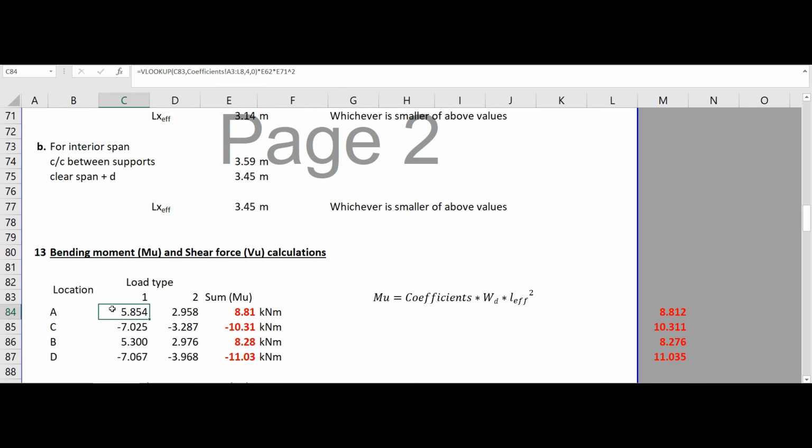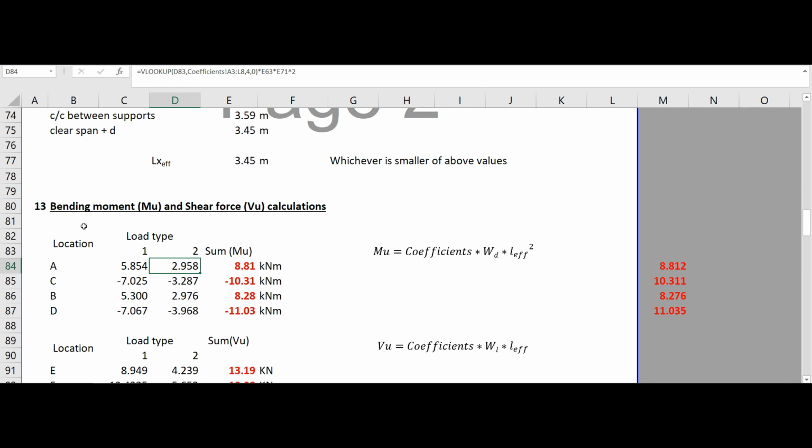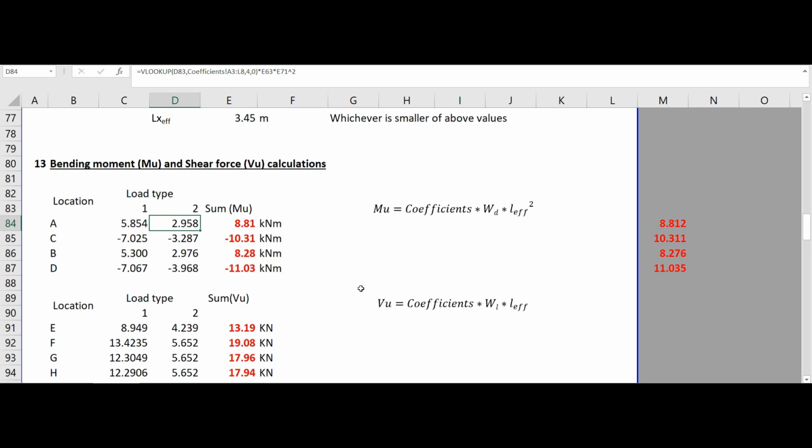So here we got the bending moment as 5.854 kilonewton meter. Similarly, we will calculate the bending moment at respective locations. If you have any doubt, you can download the Excel file from the description below and you can check all the values by selecting the cells.